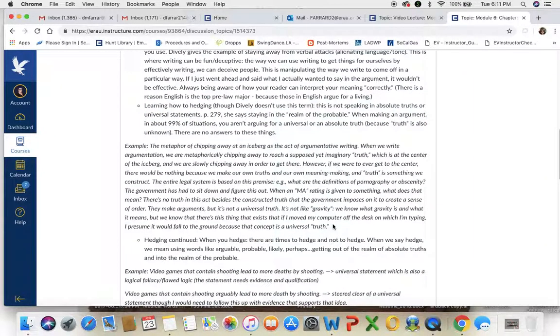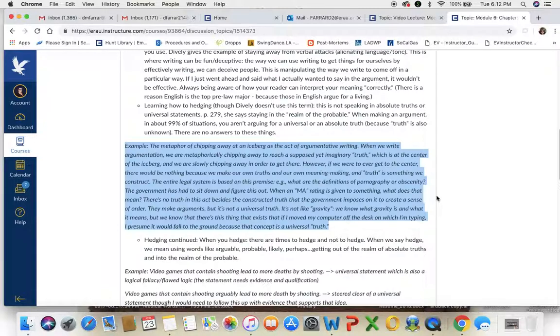And I have kind of a long example here, but this is something that I got from a professor of mine many years ago, and it really stuck with me. So I tend to use it and bring it up when relevant. It's this metaphor of chipping away at an iceberg as the act of argumentative writing. When we write argumentation, we are metaphorically chipping away at that iceberg to get to a supposed truth, but that truth is also imaginary, and this imaginary truth is at the center of the iceberg, and we're trying to slowly chip away at the iceberg by arguing in order to get to the center. However, if we were to ever get to the center, there would be nothing there, because we make our own truths and our own meaning making, and this concept of truth is something that we construct.